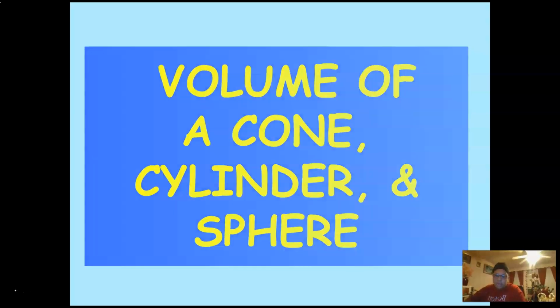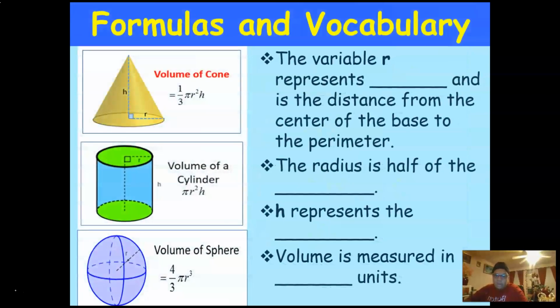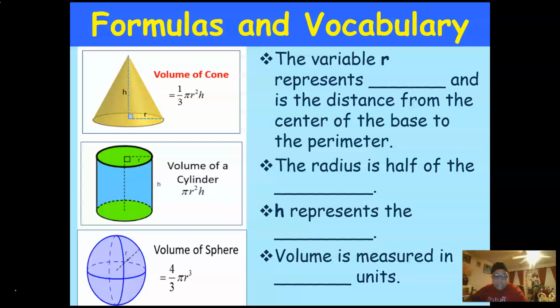So moving forward here, we're going to be looking at some key formulas and vocabulary that is very imperative for you guys to know, and what the letters are, okay? For the first one, the variable r represents radius and is the distance from the center of the base to the perimeter. The radius is also half of the diameter. So if the diameter is 10, half of 10 is 5. The radius is half the diameter.